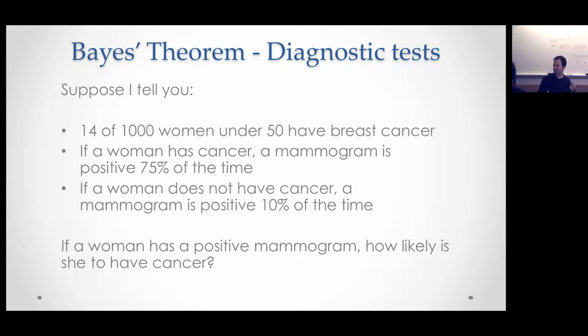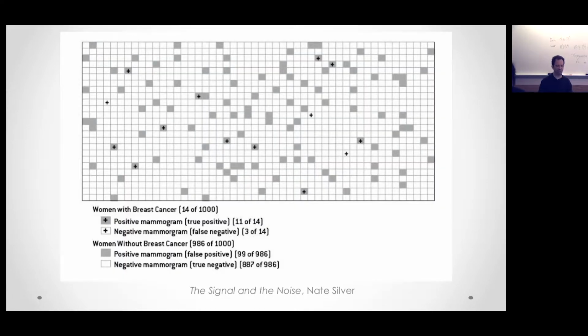That's a significant number, right? So this is the same thing, right? If you get a positive mammogram under this scenario, how likely is it that you actually have breast cancer? And here's the situation, and again, I've borrowed from Nate Silver. The dark squares are positive mammograms and the pluses are cancer, but because cancer is rare, actually most of the dark squares do not have cancer. This is why you do follow-up tests. You get the same thing with any rare disease, right? You get a very similar situation with HIV tests or your terrorism detector.